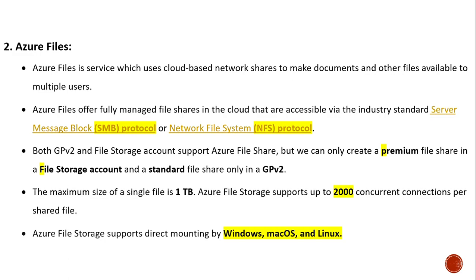And the next point is that the maximum size of a single file is 1 TB, and Azure File Storage supports 2000 concurrent connections per shared file. So let's say you have one shared file, then a maximum of 2000 users can access that file, that is, connections. And Azure File Storage supports direct mounting by Windows, Mac OS, and Linux.